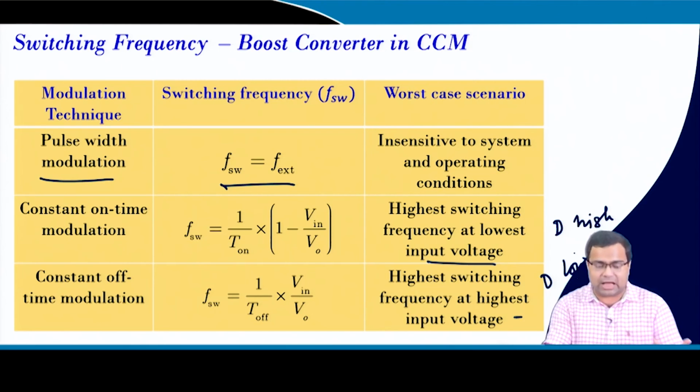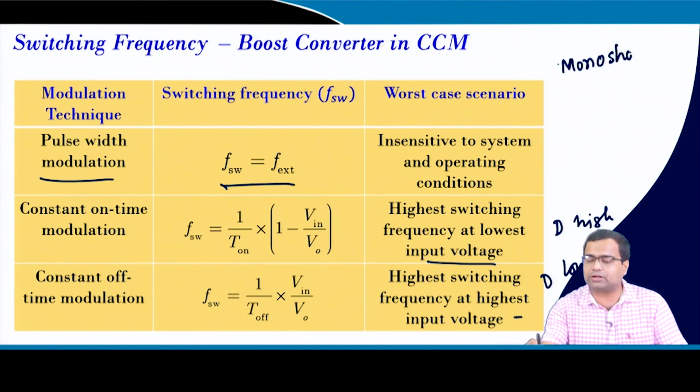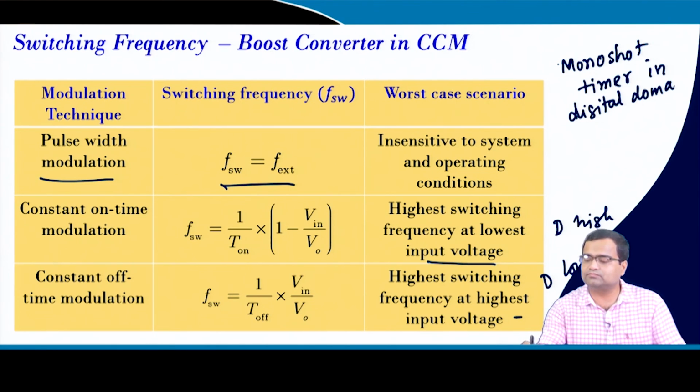and we need to regulate the switching frequency by means of, so it is now possible, because if you implement this monoshot timer in the digital domain, then you can use an all digital PLL.